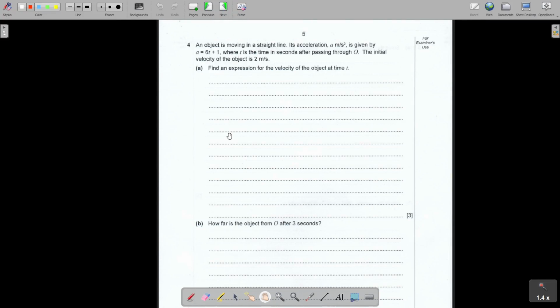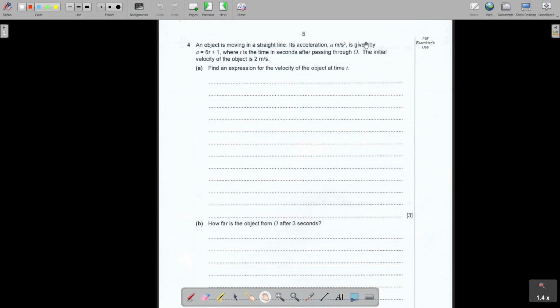Okay, let's look at question number 4. An object is moving in a straight line. Its acceleration, a meters per second squared, is given by a equals 6t plus 1, where t is the time in seconds after passing through O. The initial velocity of the object is 2 meters per second. Find an expression for the velocity of the object at time t.